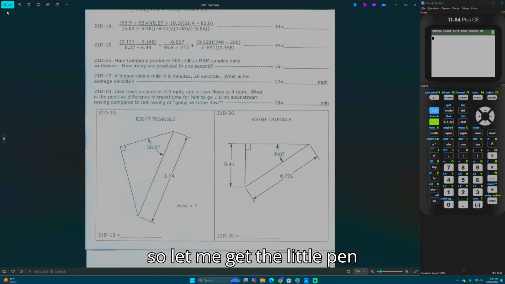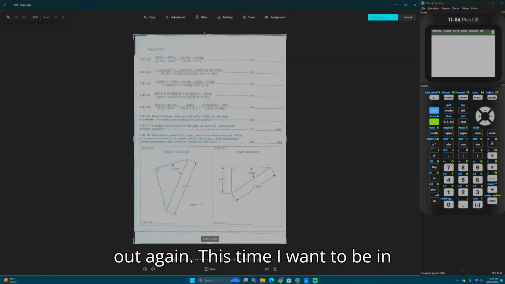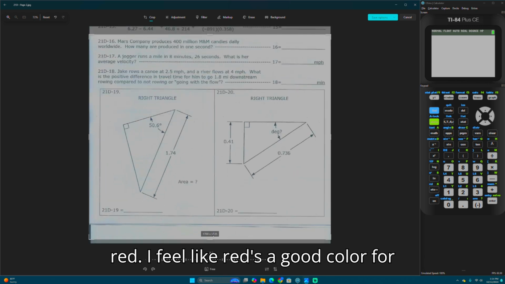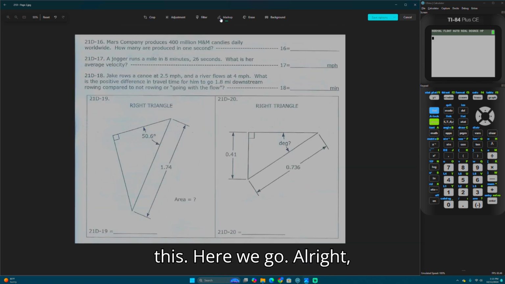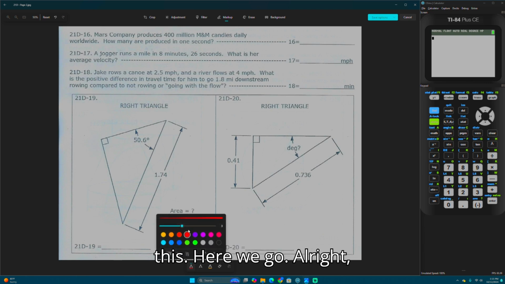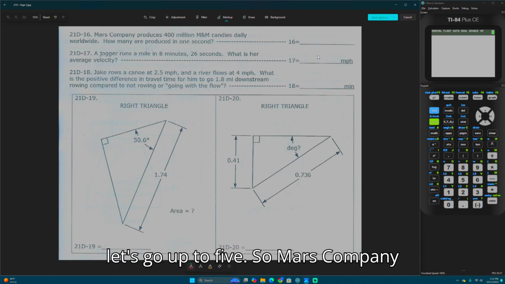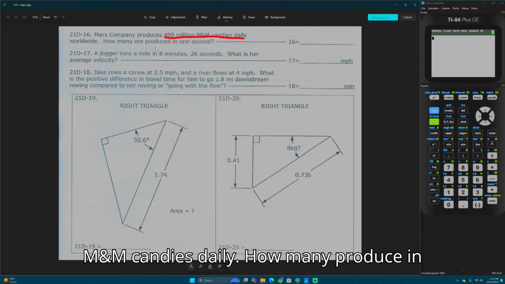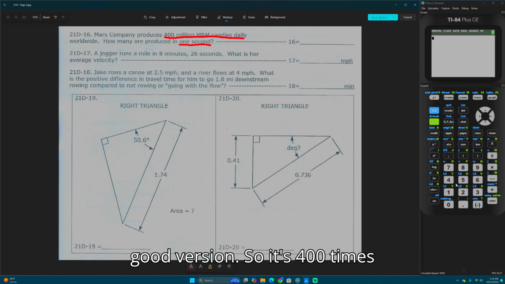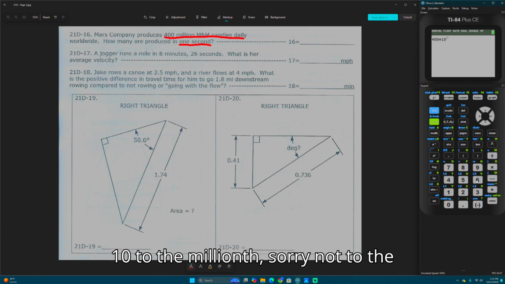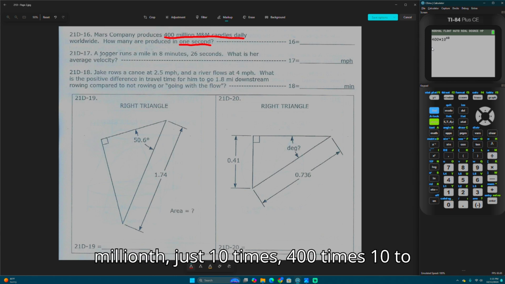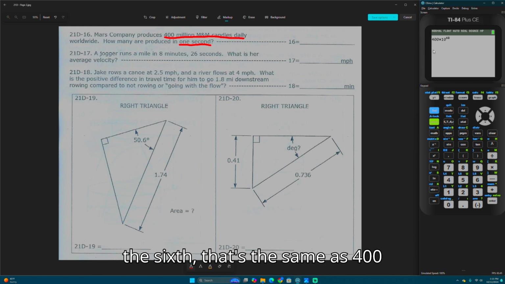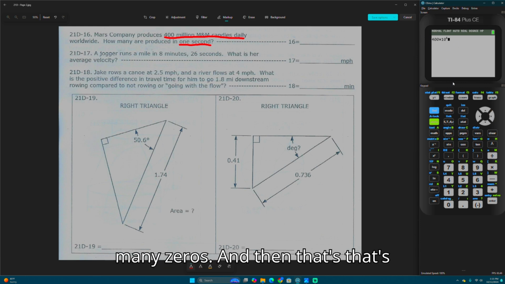So, let me get the little pen out again. This time I want to be in red. I feel like red's a good color for this. Here we go. Alright, let's go up to 5. Mars Company produces 400 million M&M candies daily. How many produced in 1 second? Well, this is just a simple conversion. So it's 400 times 10 to the 6th. That's the same as 400 million, just you don't have to type as many zeros.